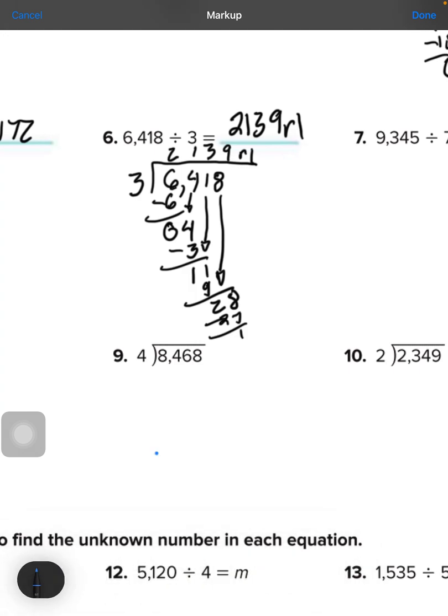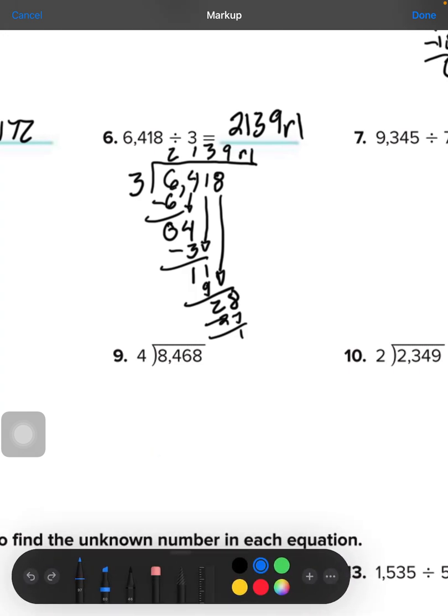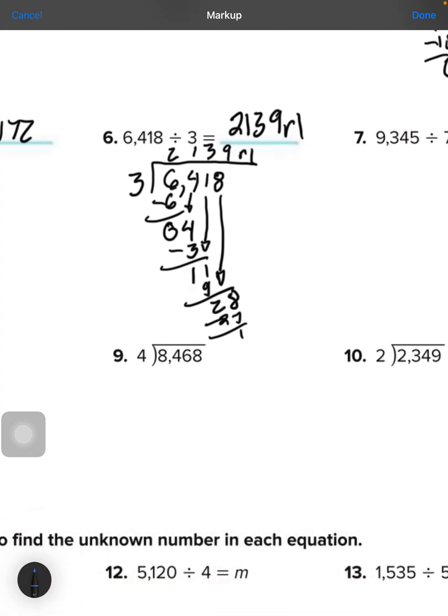Okay, number 9. I'm going to do this in a different color just so we don't get mixed up with the next number. Okay, 4 will go into 8 twice. 2 times 4 is 8. 8 minus 8 is 0.